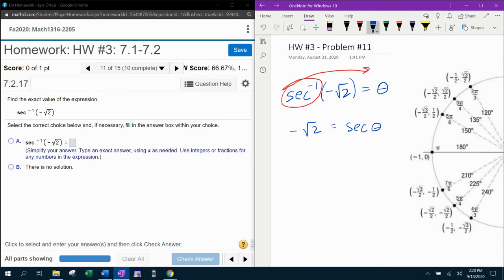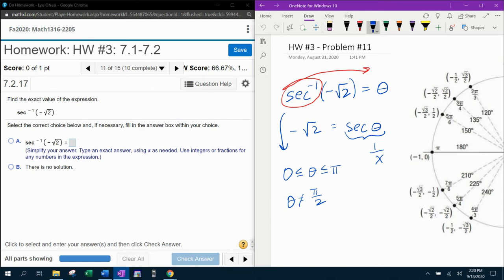Okay? Now then, we know that the inverse secant range of values for theta is anything from 0 to pi. Theta cannot be pi over 2. Okay, this is your acceptable range of values for inverse secant. And we know that in the unit circle, secant is the reciprocal of cosine. Cosine is x. So this would be 1 over x.